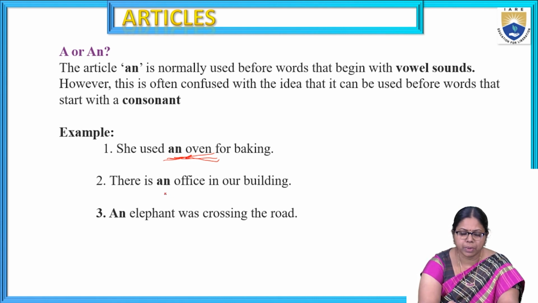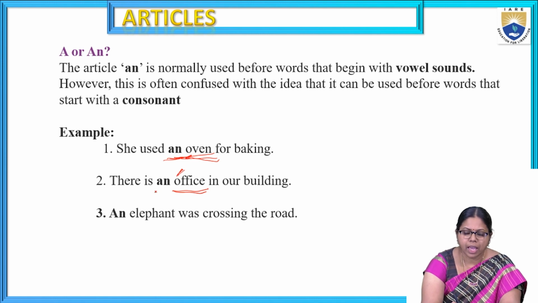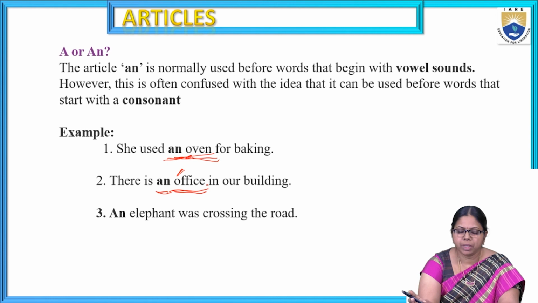And next, there is an office in our building. So next example, office. When you pronounce the word office, the first sound which we get is a vowel sound. So the first letter starts with a vowel, and also the sound which we get when you pronounce this word starts with a vowel sound. So an is the right appropriate article which we have to use before this word. There is an office in our building.